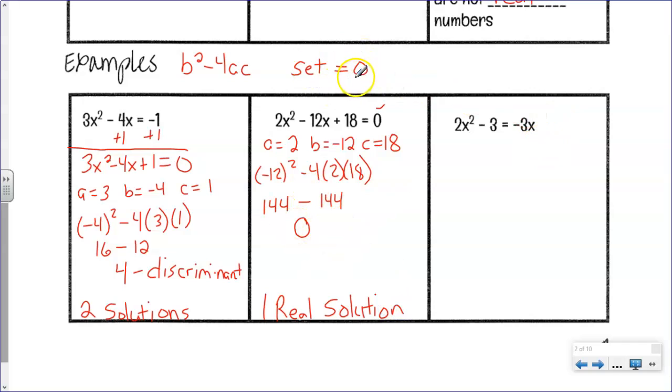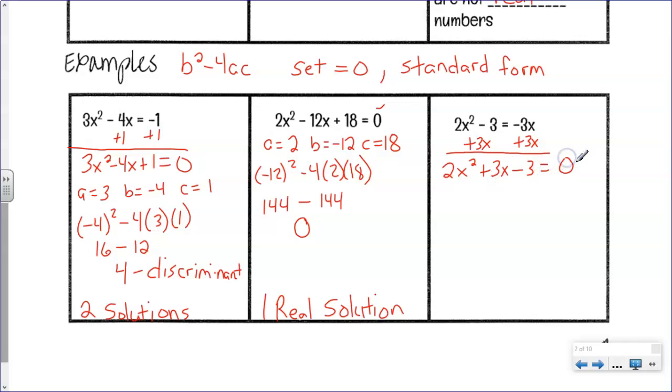Okay, here we got to set it equal to 0, and we want to also make sure it is in standard form when we set it equal to 0. So we're kind of building as we go here. So we're going to add 3x. We need the 3x to be in the middle. So we get 2x squared plus 3x minus 3 equals 0. My A is 2, my B is 3, and my C is negative 3.